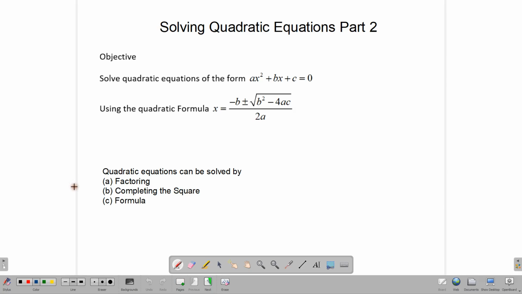Welcome back to part 2 of our lesson where we are looking at quadratic equations. In this lesson, we are going to focus primarily on using the formula to solve quadratic equations, but we're also going to look at how to use the factoring technique, how to use completing the square, and then use most of our time to deal with the formula.